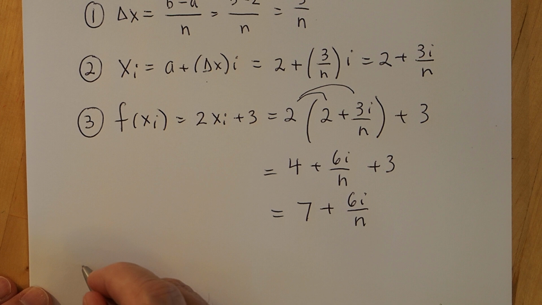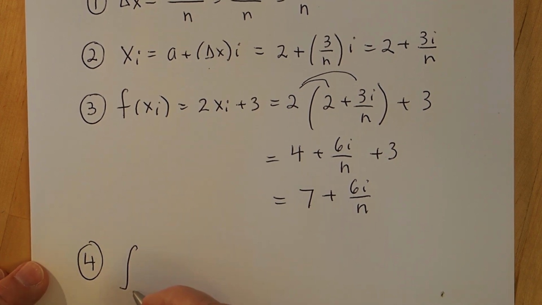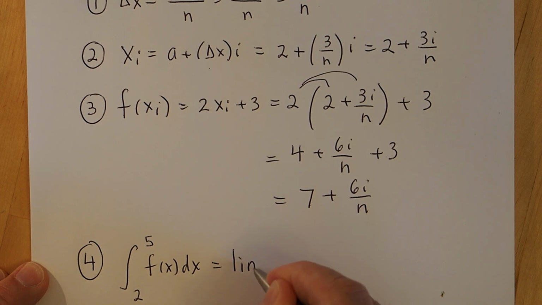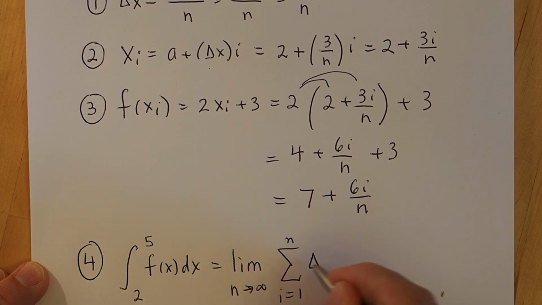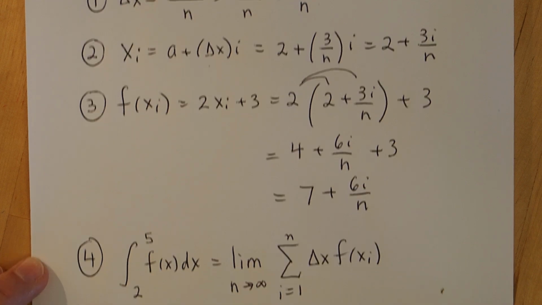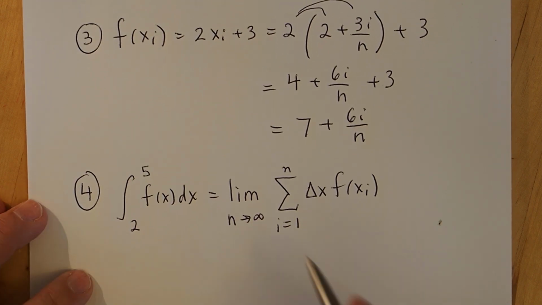On to step 4. Step 4 is to use this. The integral from 2 to 5 of the function is equal to the limit as n approaches infinity. You must memorize this part. The sum from i equals 1 to n of delta x f at xi. And you simply work through the right side as follows.